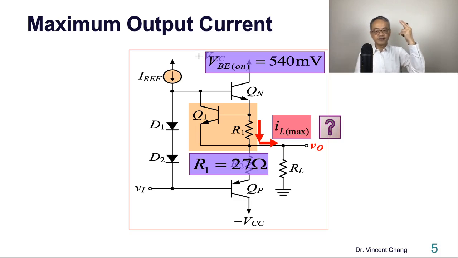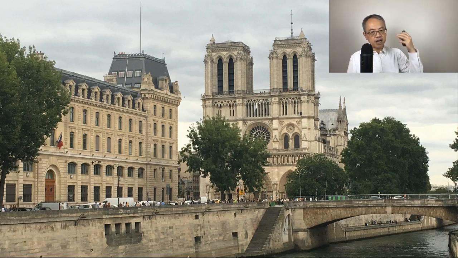So two questions. Number one, what's the magic behind this short circuit protection? In other words, why is this the armor? When I put on the armor, then in the event of a short circuit outside, I won't be burned out. I won't be destroyed. This is the first question. The second question, what is the maximum current?